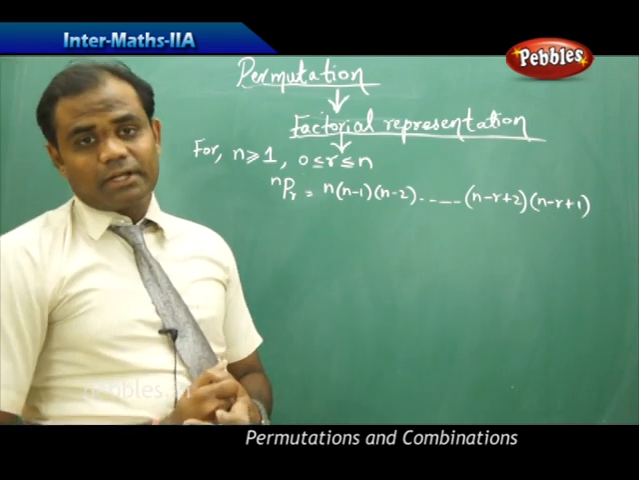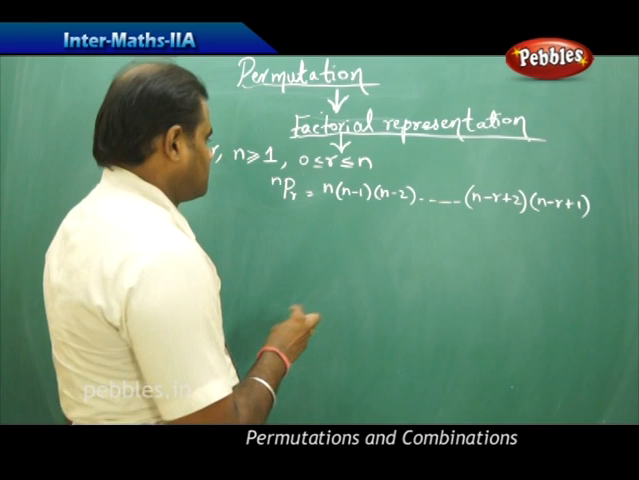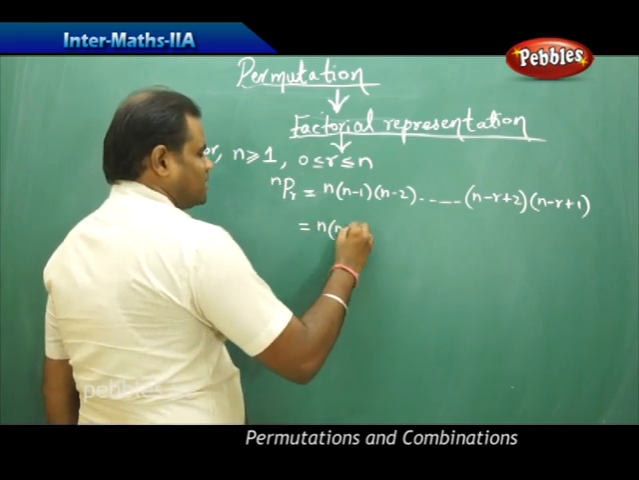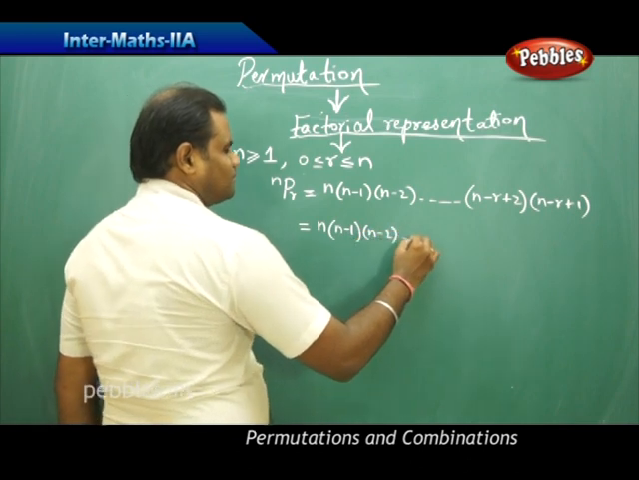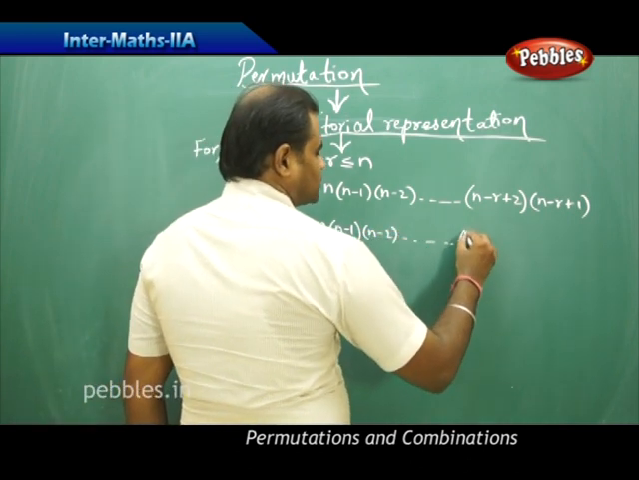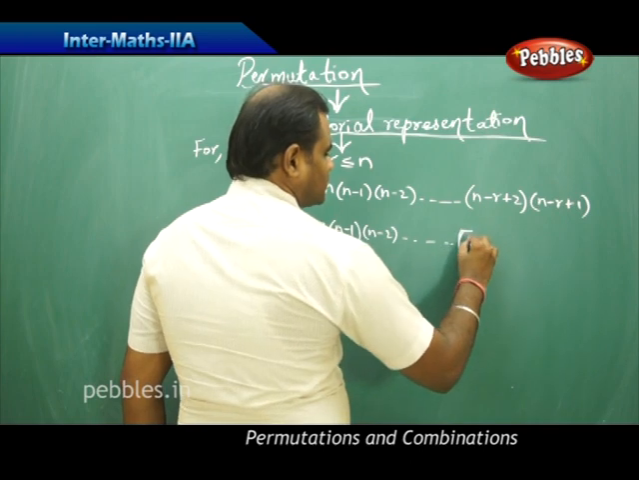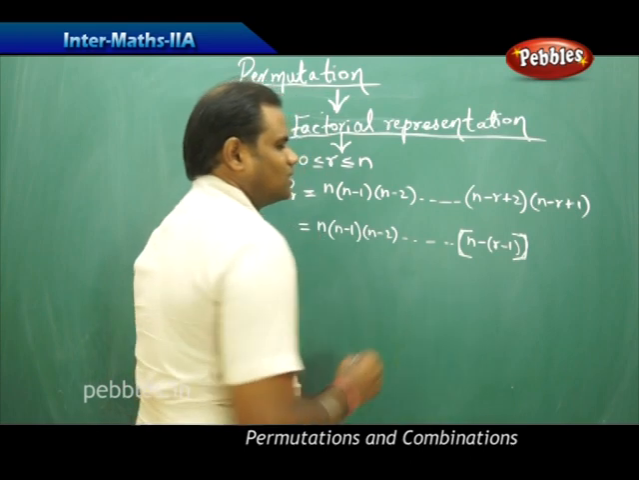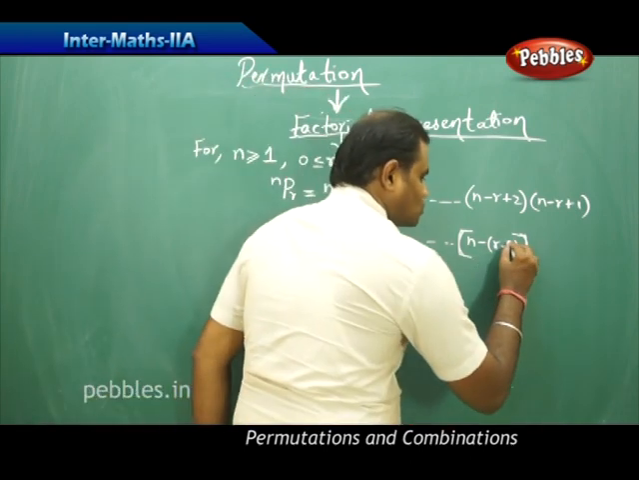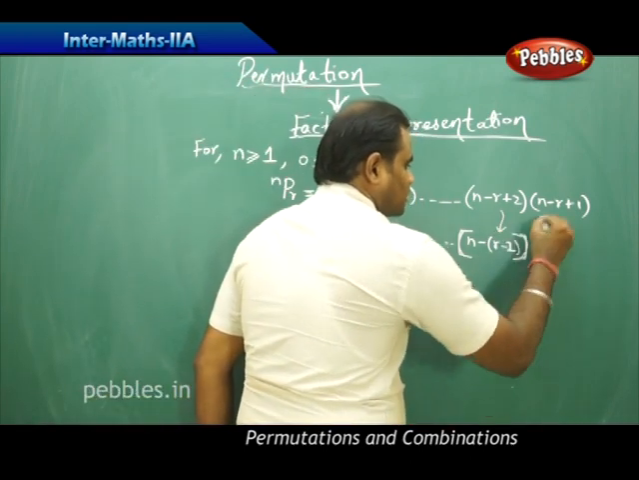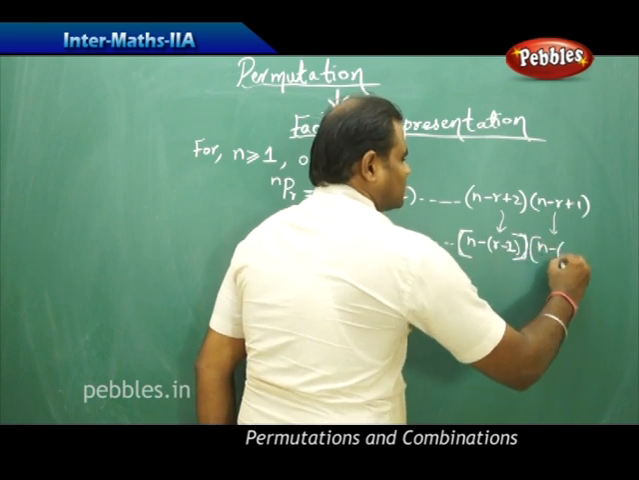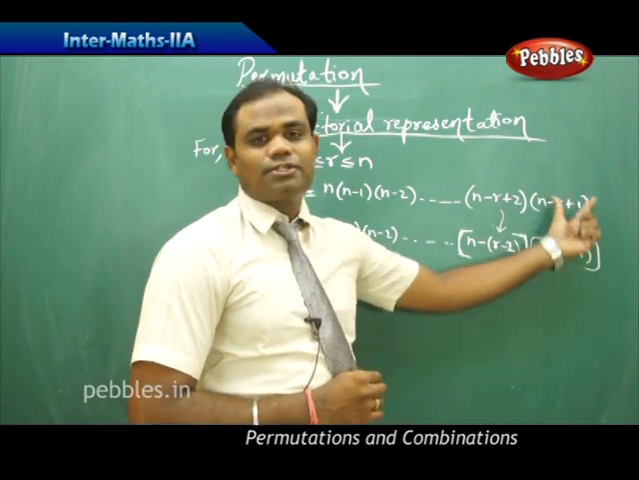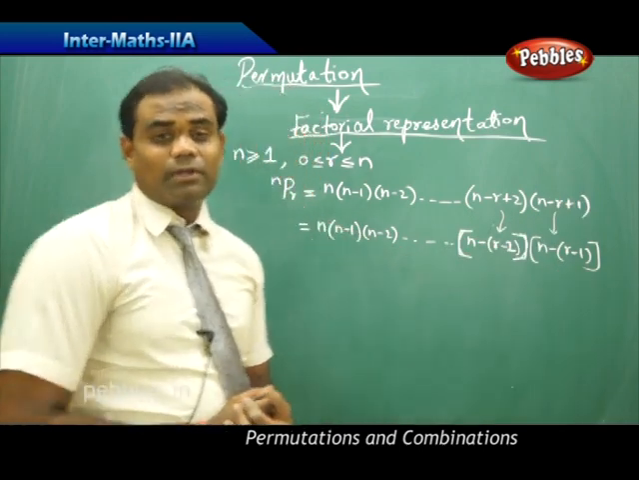Now let's see how we can represent this in the factorial form. Revisiting this, we see that this can be written as n times n minus 1, n minus 2, and so on, which on further simplification gives n minus r plus 2 and n minus r plus 1 as the last two terms in the product.